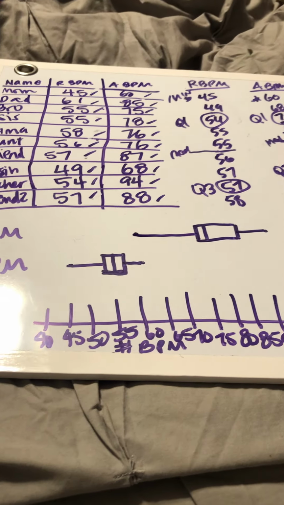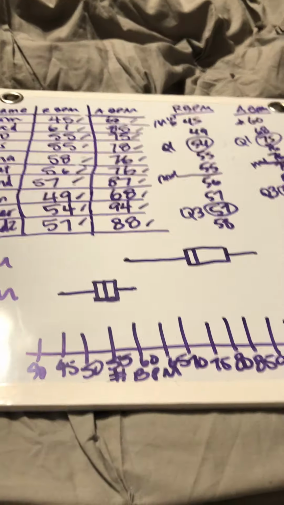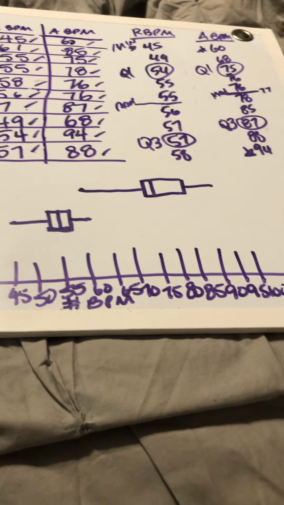So you need to turn in something that has the 10 sets of data, the resting and active beats per minute ordered least to greatest, and then 2 box plots.